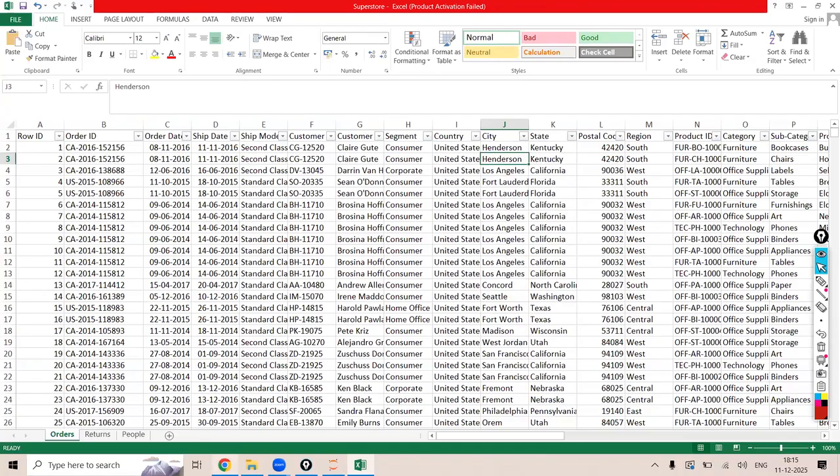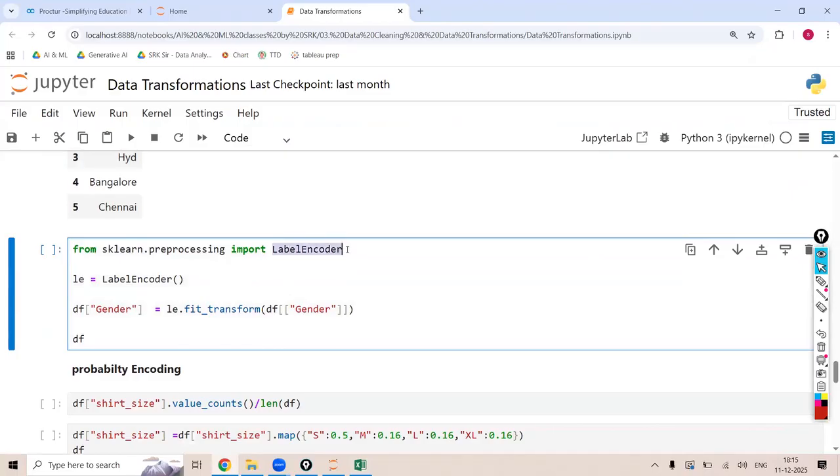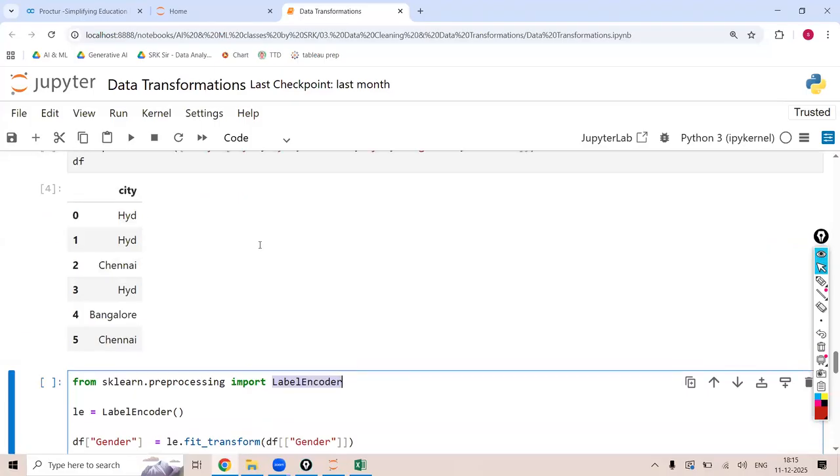So for that reason, they came up with a better solution. What is the solution? Label encoder. Now, what is meant by label encoder? In the given data, first it will calculate the unique values. What are the unique values here?